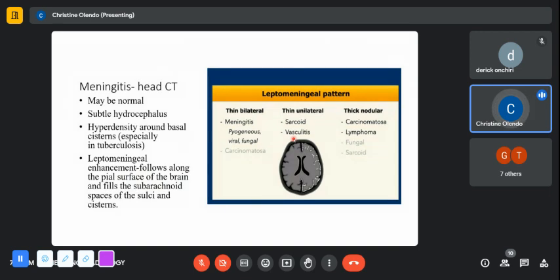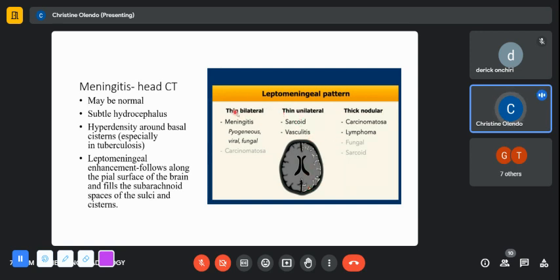So we go to CT scan of the head. The CT may be normal in the initial stages. You might also have subtle hydrocephalus. You might have hyperdensities around the basal cisterns, and also leptomeningeal enhancement, which follows along the pial surface of the brain and fills the subarachnoid spaces and sulci of the cisterns. So this diagram here, I just put it here so that you can see the pattern of leptomeningeal enhancement that we will observe in CT and also in MRI.